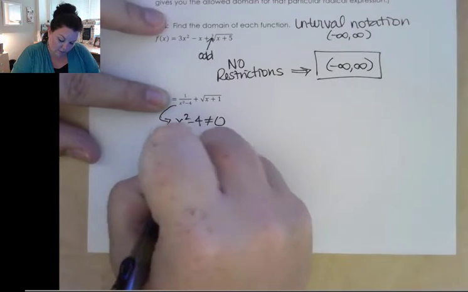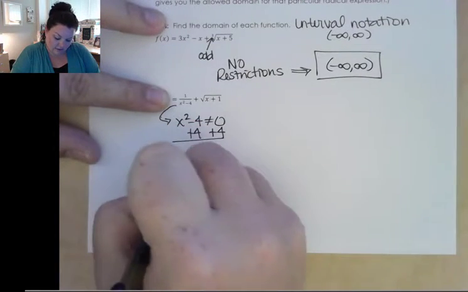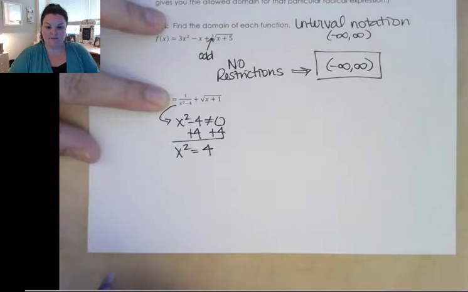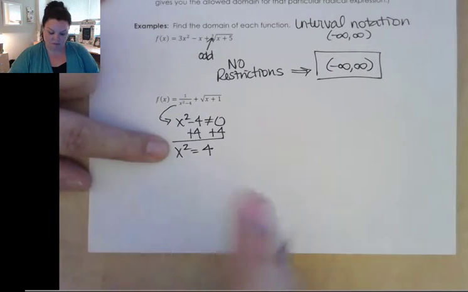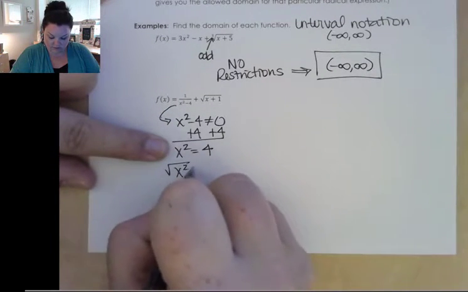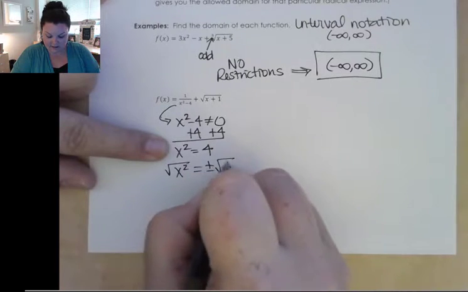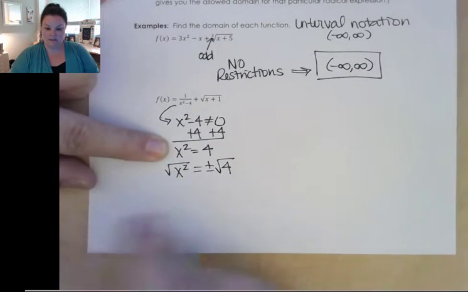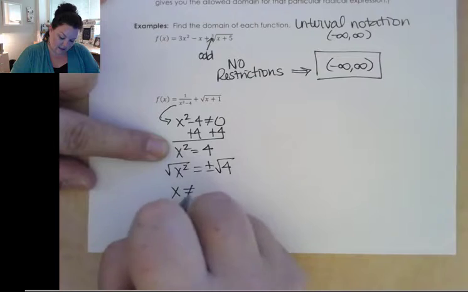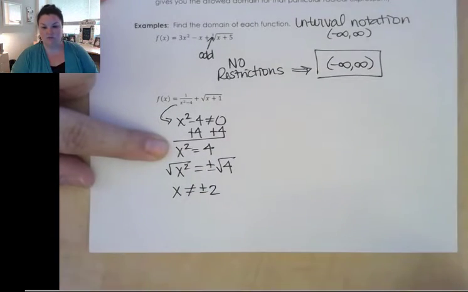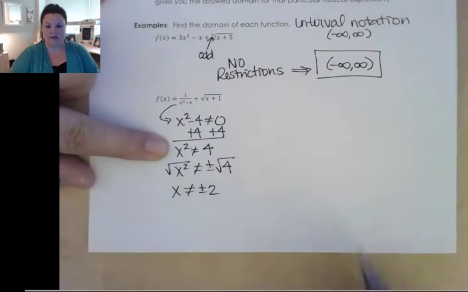So I'm going to move my 4 to the other side. So I have x squared is equal to positive 4. And then to get rid of the square, I take the square root of both sides. But remember, when you do that, don't forget your plus or minus. So this says that x cannot equal plus or minus 2, right? Because we don't want this to equal 0.